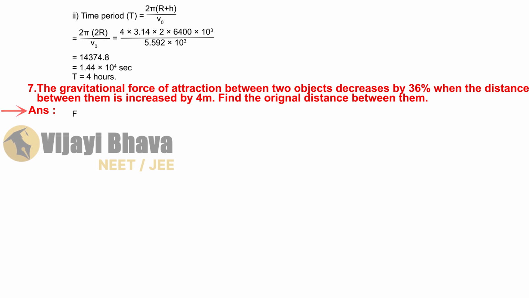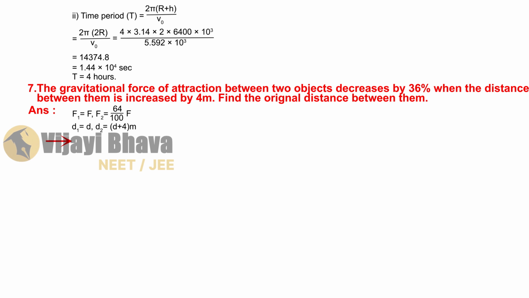Let the initial force be F. It is given that the gravitational force is decreasing by 36%. So F2 becomes 64 by 100 F. Similarly, let the distance between the two bodies be d1, which is taken as d. As the distance has been increased by 4 meters, let us take d2 is equal to d plus 4 meters.